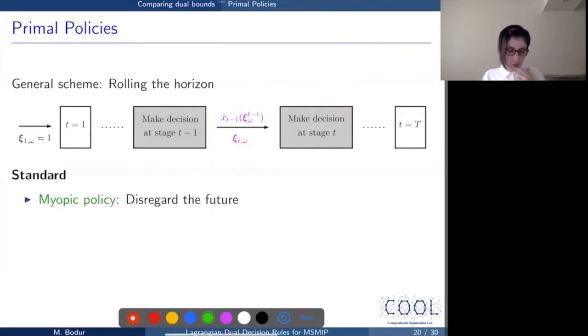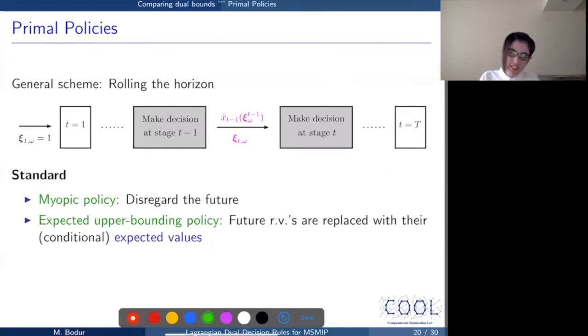So the standard approach, one of the most commonly used in practice I would say, is a myopic policy, where you completely disregard the future. In other words, you are making your best decisions right now without worrying about their downstream cost. The better idea, an improved version of this one, is let's not ignore the future completely, let's take it into account, but take it into account in a simple way.